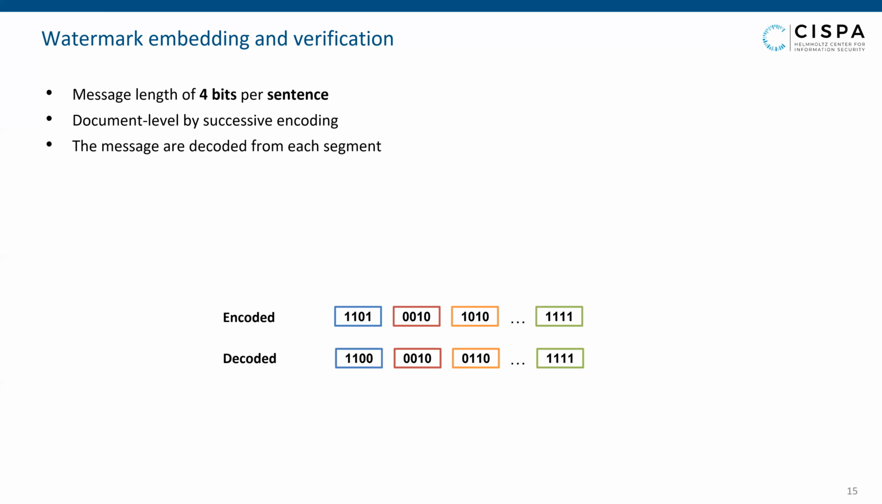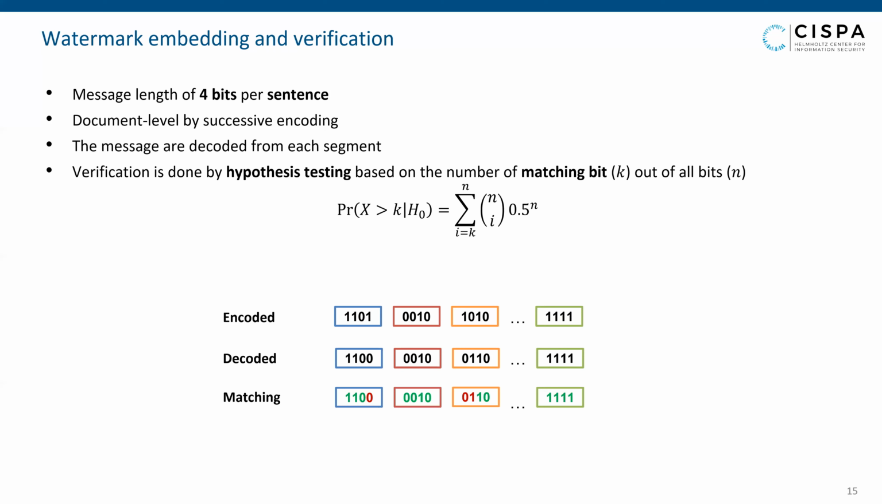To verify the watermark, we can find the number of matching bits against the original long watermark sequence. To allow soft matching, we use hypothesis testing based on the number of matched bits, where the null hypothesis is the chance level matching or the no watermarking case.